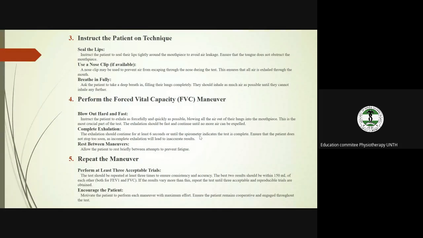Okay, thank you. Then you assess the quality of the results. Check for quality criteria, acceptable criteria, good start. The patient must have started exhaling quickly and forcefully to avoid hesitation. There should be no hesitation when you are doing spirometry. Then no coughing during the first second of exhalation. There should be no coughing, which should affect FEV1. When the patient is coughing, you stop the spirometry because it will affect the FEV1.